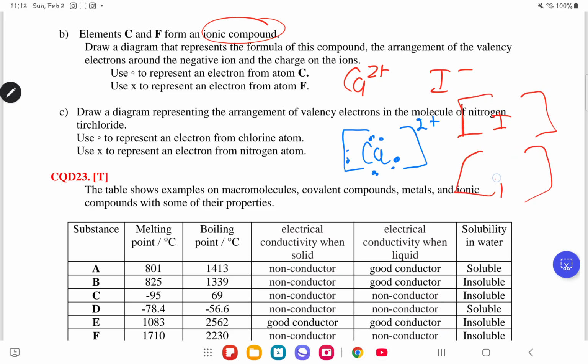And here we have I and here we have I. Why did I put 2 I's? Because Ca is 2 plus. That means logically we're supposed to have 2 I's if it is only 1 minus. So now I has an electronic configuration, if you remember, of 7. So it has 1, 2, 3, 4, 5, 6, and 7. Same here. 1, 2, 3, 4, 5, 6, and 7.